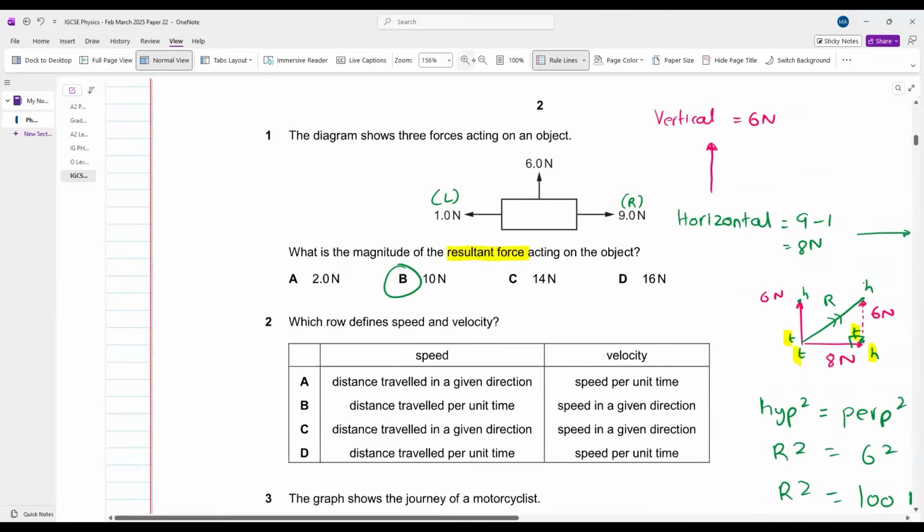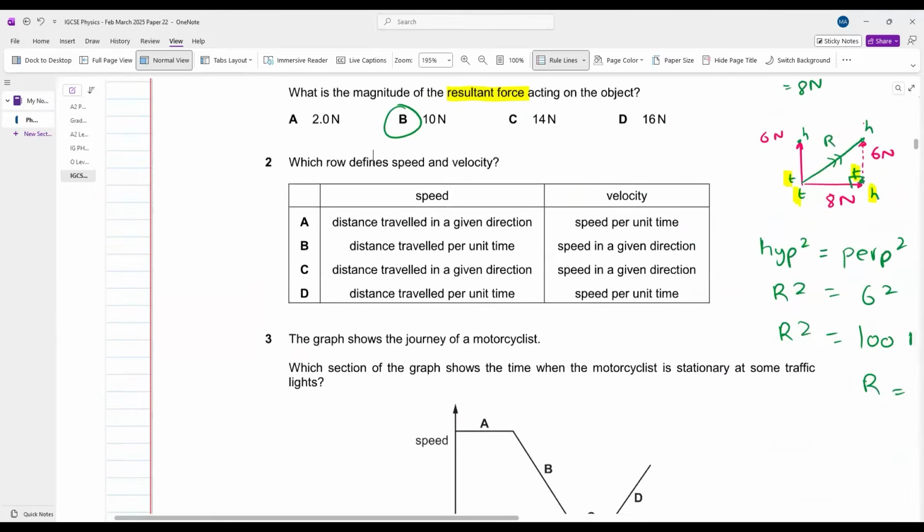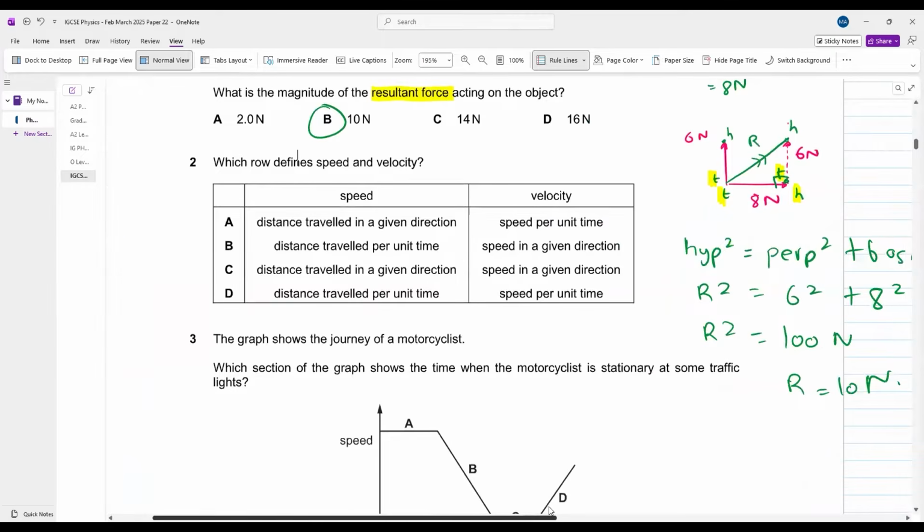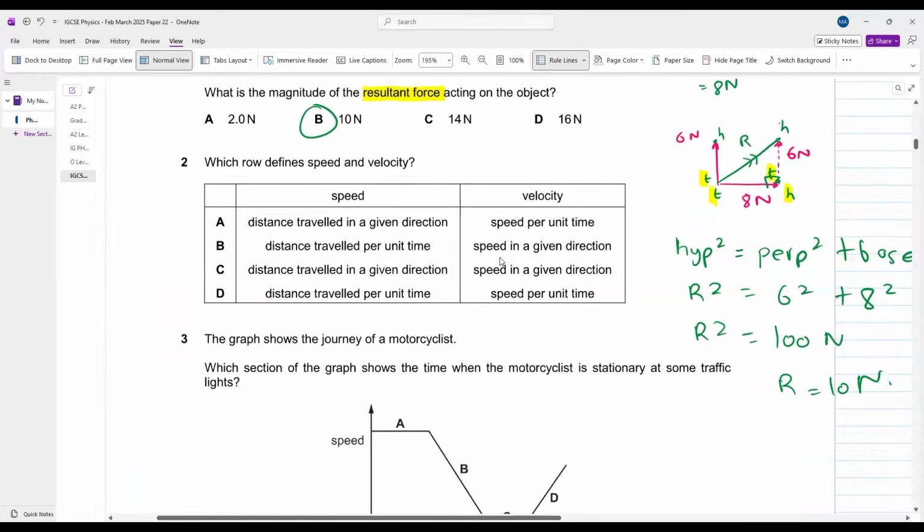Let's further move ahead. Which row defines speed and velocity actually? What is the definition of speed or velocity? What is speed? Speed is distance traveled per unit time. And what is velocity? You can say velocity is speed in a given direction. So B can be your correct answer. Simple. Let's further move ahead.